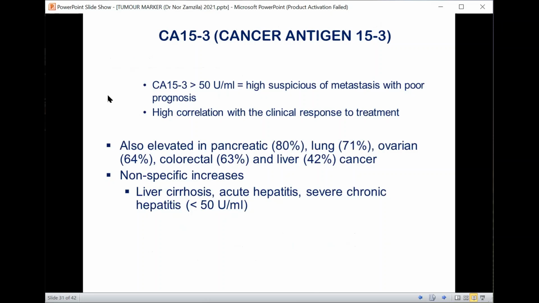We also have to bear in mind that CA153, apart from breast cancer, may also be elevated in other types of cancer. So that's why it is not suitable for screening for breast cancer. It can be elevated in pancreatic cancer, lung cancer, ovarian cancer, and so on. And it may also be elevated in non-cancerous conditions like liver cirrhosis, chronic hepatitis, and acute hepatitis.